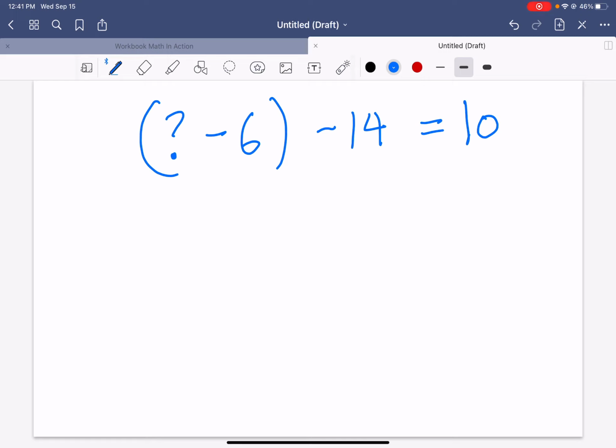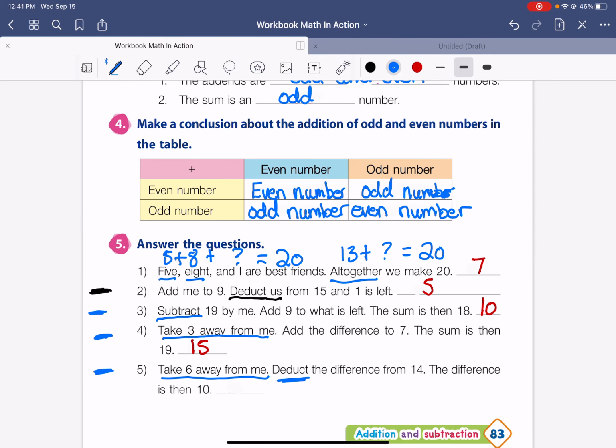Deduct the difference from 14. Sorry, deduct the difference from 14. We're going to minus from 14. So 14 minus. We're going to do 14 minus, right? Deduct the difference from 14. Right, because it says deduct the difference from, right?